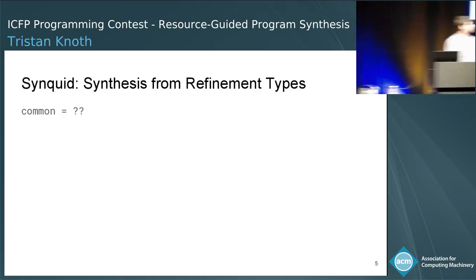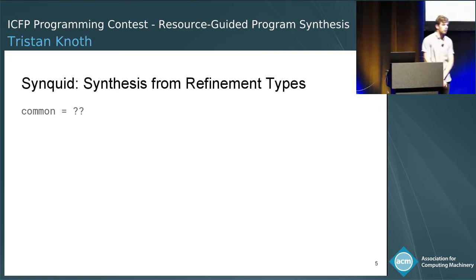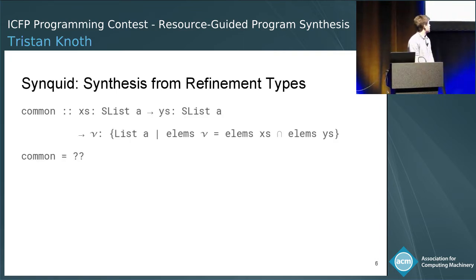More concretely, the Synquid synthesizer generates code from refinement type signatures. So here we have the refinement type for common, a function that takes two sorted lists and returns a list containing their intersection. To indicate that the input lists are sorted, we have defined this xlist type, and then common outputs a list, which we've annotated with an assertion that the elements in the list are in the intersection of the elements in the input lists.